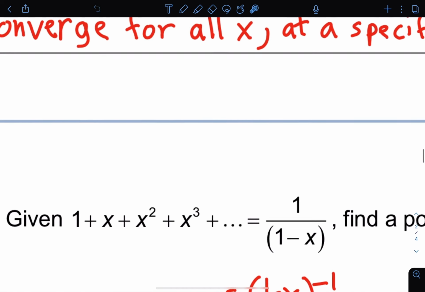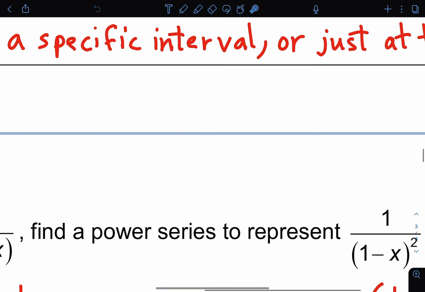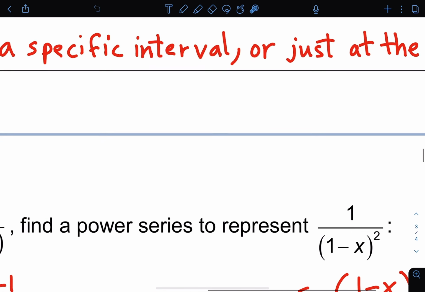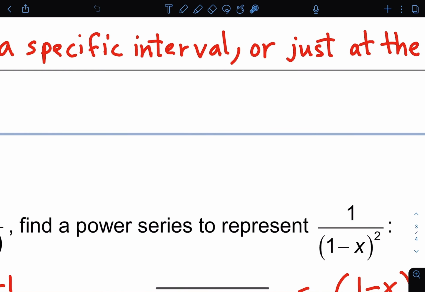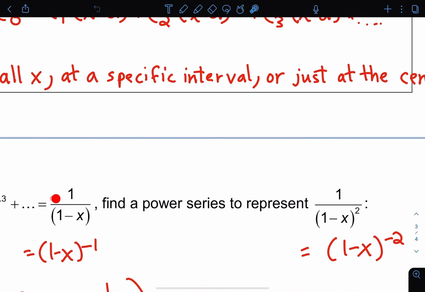So here's the thing. Given this, find a power series to represent 1 over 1 minus x squared. That's interesting. If I think about these, 1 over 1 minus x is the same thing as 1 minus x to the negative first. 1 over 1 minus x squared is just 1 minus x to the negative second.